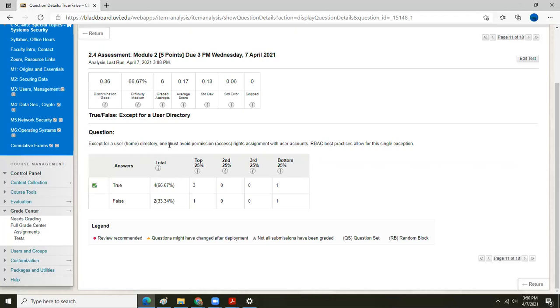All right, so it says, except for a user, this is true, false. Except for a user home directory, one must avoid permission access right assignments with user accounts. RBAC best practices allow for this single exception. That is true. You never assign rights with user accounts directly. You only ever use groups, except for the home directory of a user.